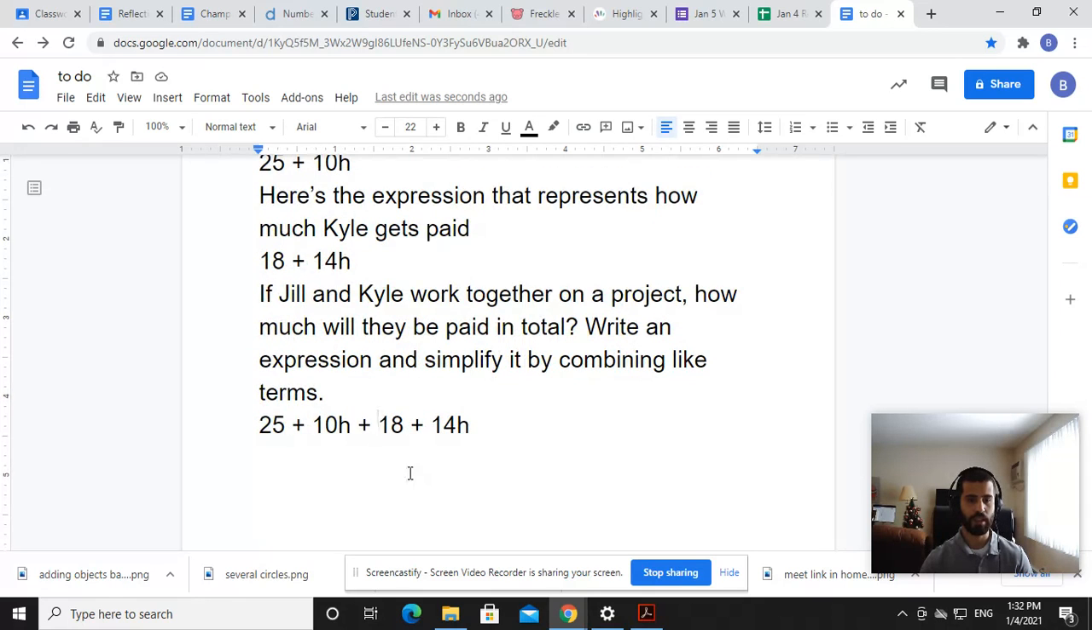So we can combine the 18 and the 25 because they do not have an h after them. So 18 plus 25, let's test Mr. Reyes' mental math skills. We get 43. And then we have adding the two h's together. 10 plus 14. We get 24 per hour. So they combine their money, they're going to get a lot more.